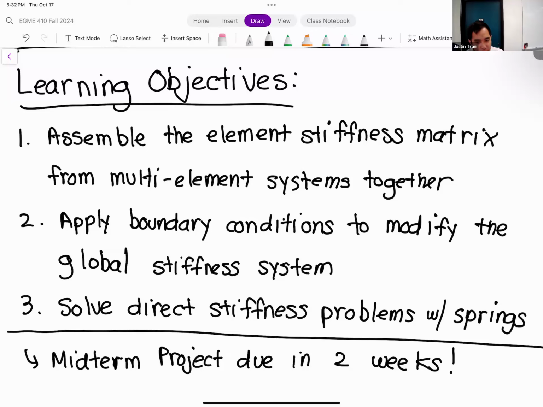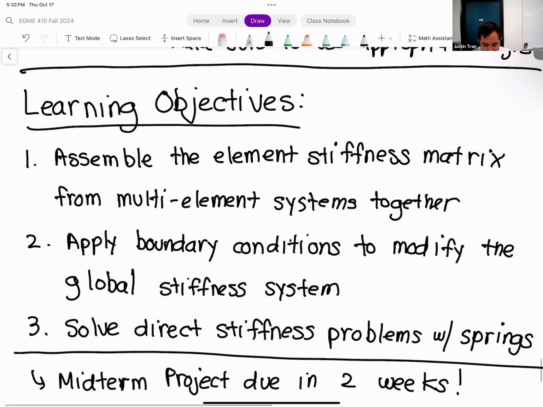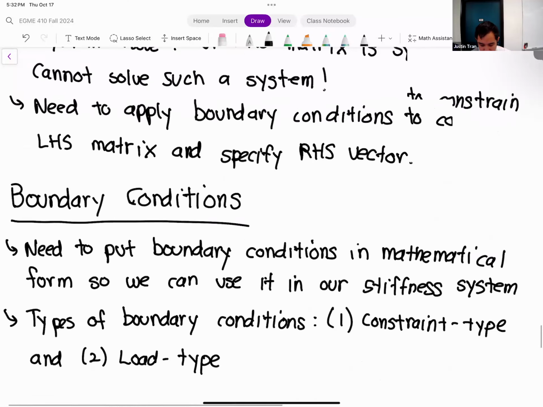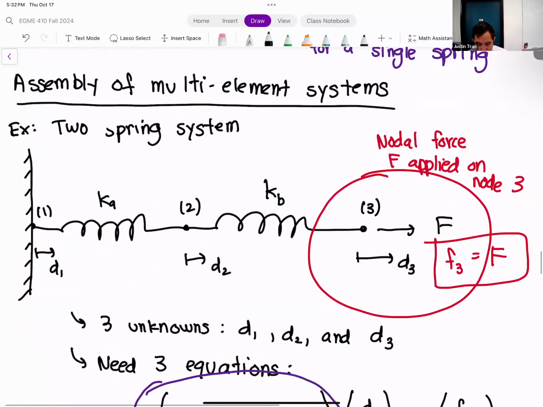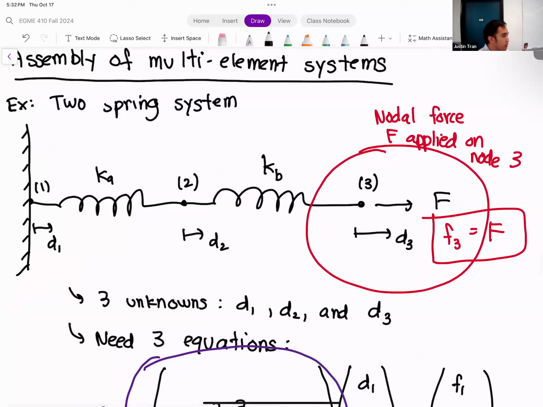I was just making sure the microphone was good. Okay, so actually I'm gonna scroll up here a little bit. So last time, we were working on this example here. We had a 2-spring system. Their behavior is governed by their spring constants Ka and Kb. We are pulling on the second spring with a tensile force F, and we wanted to solve for the equilibrium positions of our 3 nodes here, D1, D2, and D3.